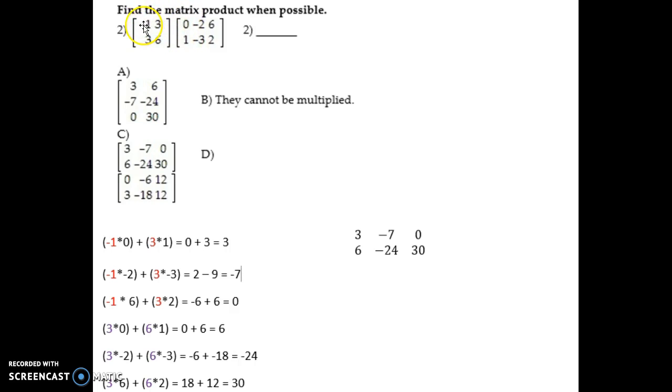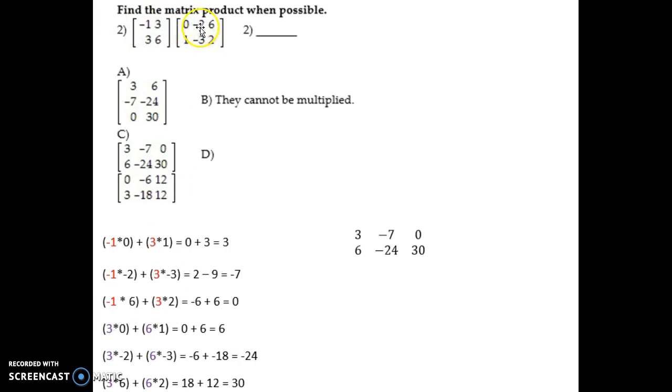So that first item, -1 times 0, and add that to the second number in the row, which is 3, times 1. And -1 times 0 is 0. 3 times 1 is 3. Add those together and you get 3. And that's the first part of your final answer, is 3. And then continue with that same row. I've used red to emphasize that we're using the same two numbers.